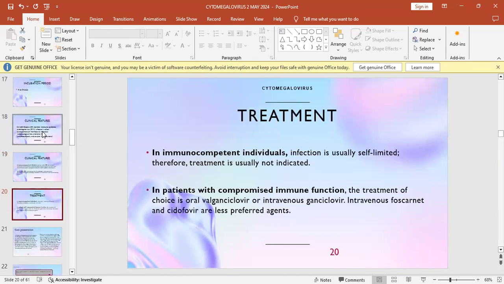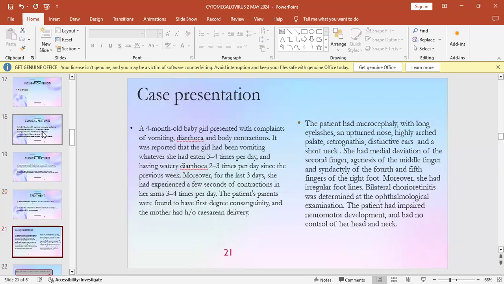The treatment is that in immunocompetent individuals, infection is usually self-limited. Therefore, no treatment is usually required. However, in patients with immunocompromised function, the treatment of choice is oral valganciclovir or intravenous ganciclovir. These are antiviral drugs. Intravenous foscarnet and cidofovir are less preferred agents.